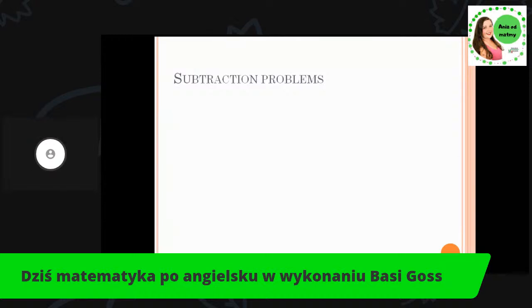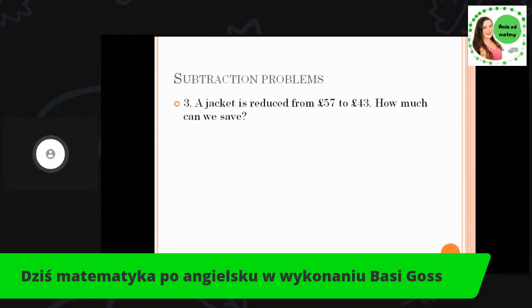Problem number 3. We're working really fast, faster than in the last lesson. Let's read this together. Problem number 3. The jacket is reduced from £57 to £43. How much can we save? Let's read again. A jacket is reduced from £57 to £43. How much can we save? And we're looking for calculation.